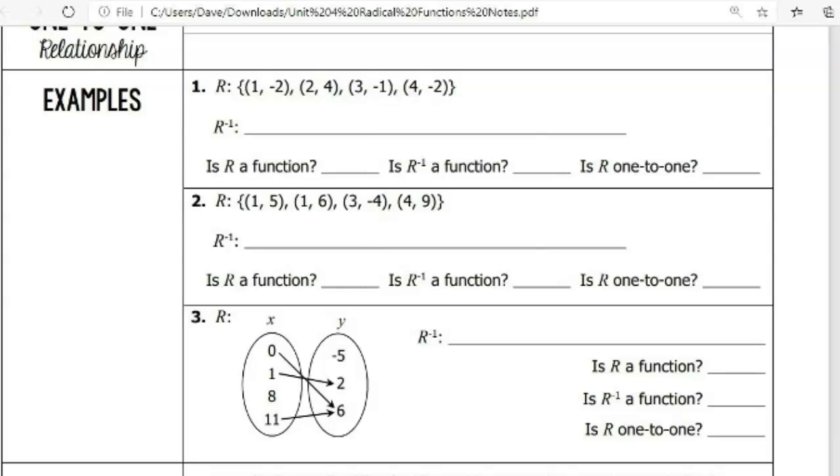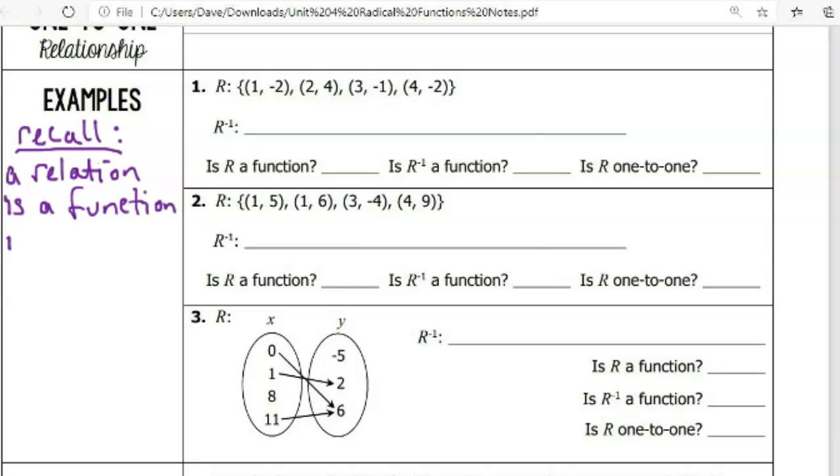So looking at example 1, we have a few coordinates here, and the first thing we want to do is recall that in order to have a function, we would need to make sure that every input has exactly one unique output. Okay, and I always think of a vending machine. Make sure that every time that you push a button on a vending machine, that you get exactly that item.